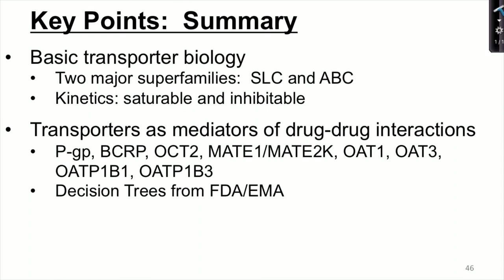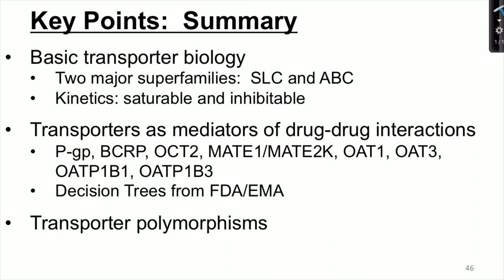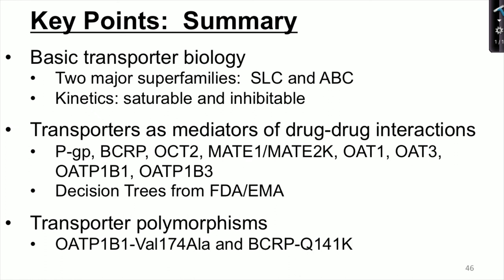And finally, transporter polymorphisms play a role in variation in drug safety, drug efficacy, and drug levels. And I highlighted two, OATP1B1 and BCRP, those two particular polymorphisms. However, you need to be aware that there are other polymorphisms under study, and over the course of your career, there will likely be other polymorphisms that are determined and associated with variation in drug response.